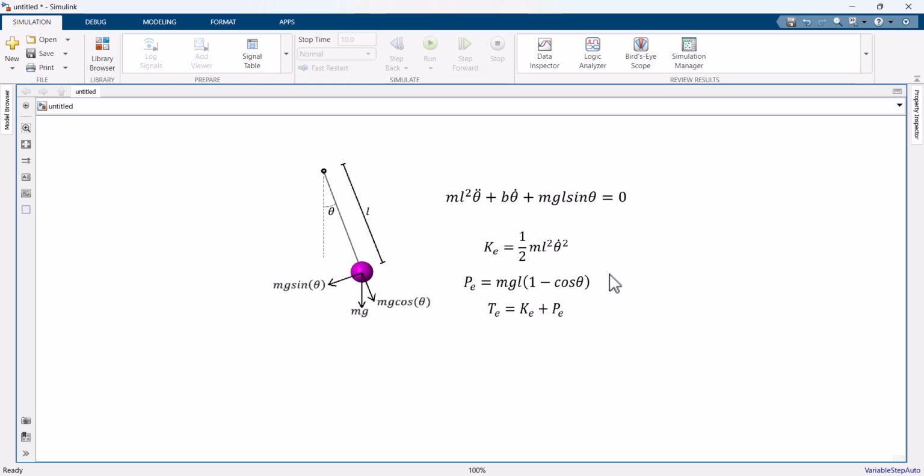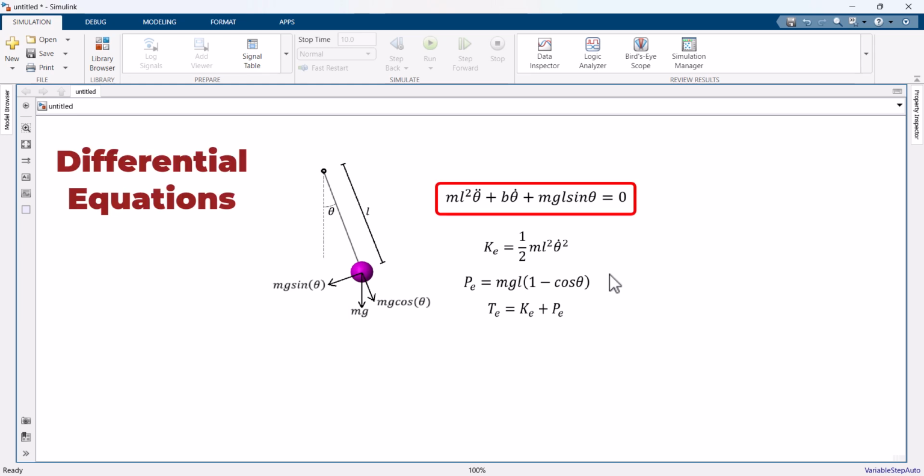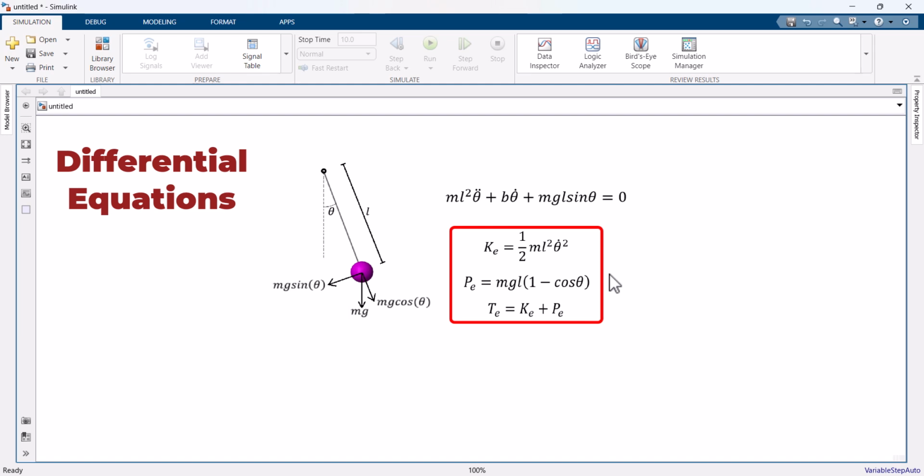In today's video, I am going to explain how you can model a simple pendulum in MATLAB. We are going to model this pendulum using three different systems. Firstly, we are going to model it using its differential equation, which is written over here. And additionally, we are going to calculate its kinetic energy and potential energy, and add them up to get the total energy.